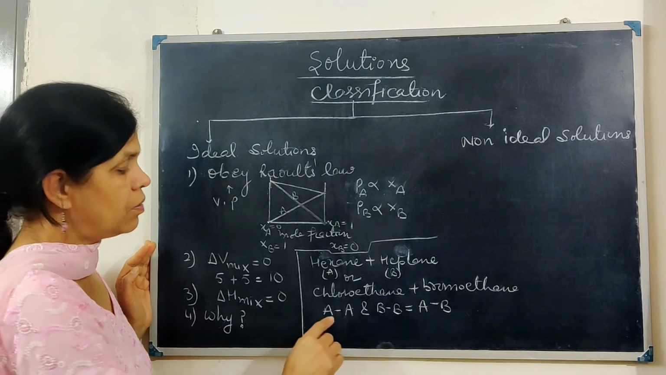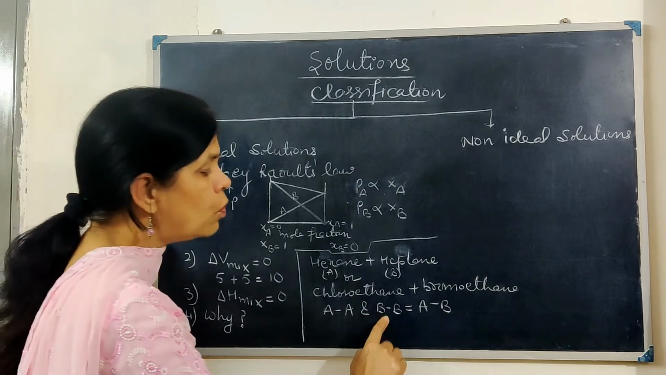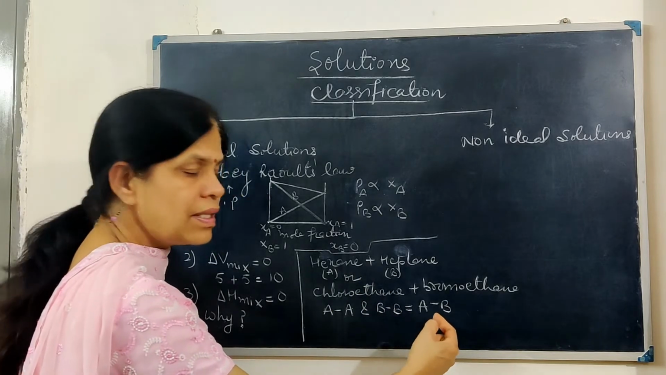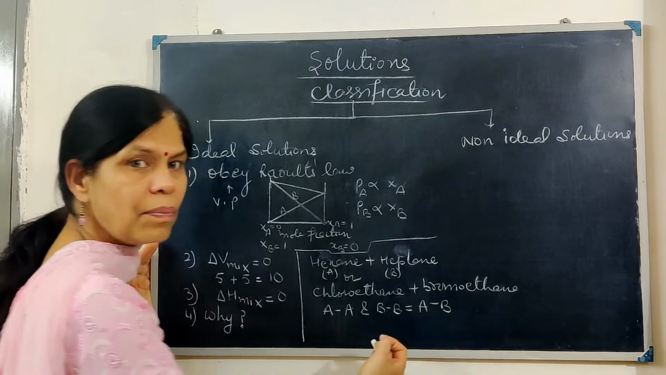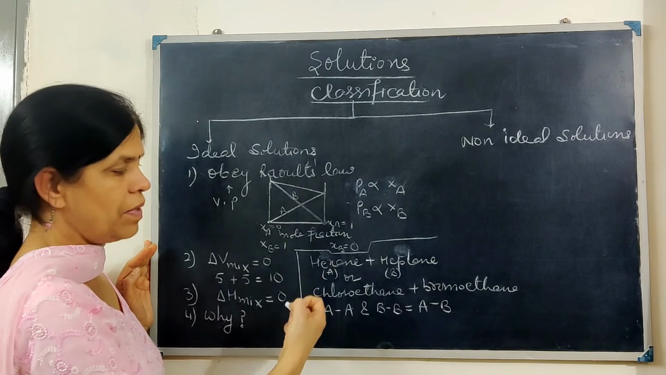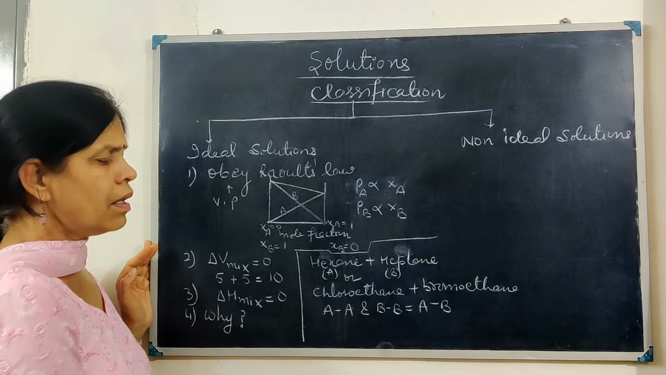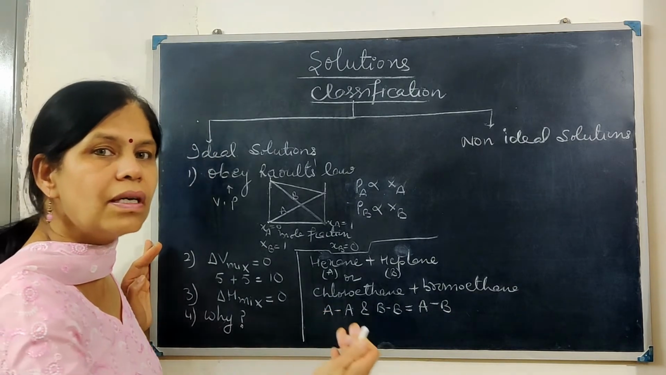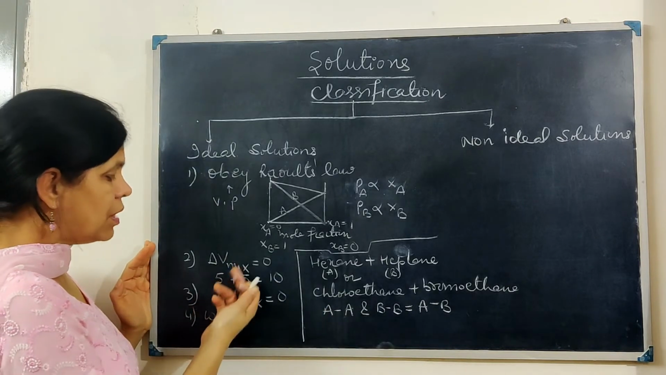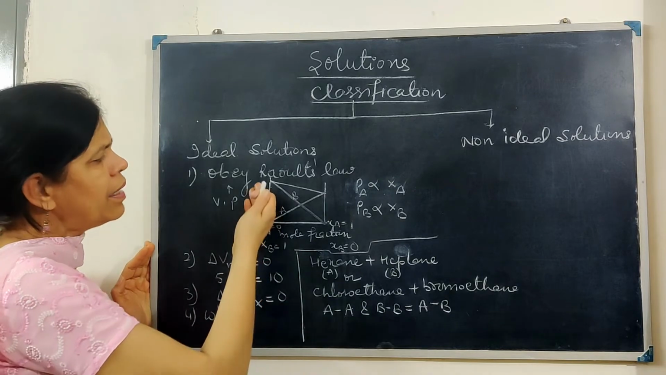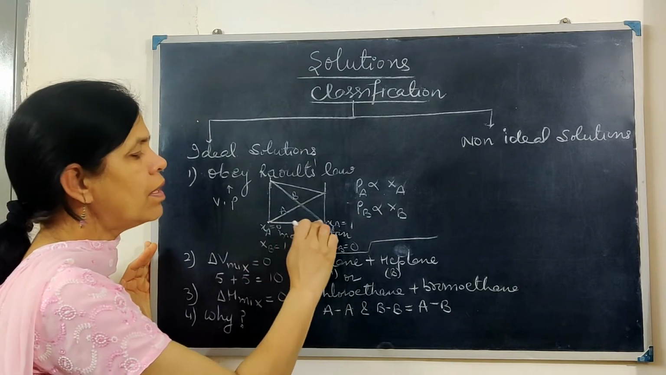What does it mean? It means whatever is the force of attraction between solvent and solvent, solute and solute, they are of the same nature, of the same strength as the force of attraction present between A and B. That is why when hexane and heptane, or chloroethane and bromoethane are mixed together, they behave as if they have been mixed with another liquid of their own kind. So there is no change in the enthalpy, no change in the volume, and they behave as an ideal solution. They obey Raoult's law at all concentrations, at all mole fractions.